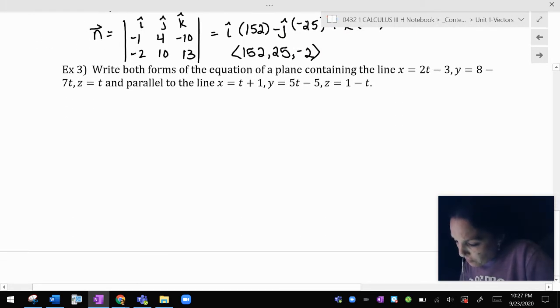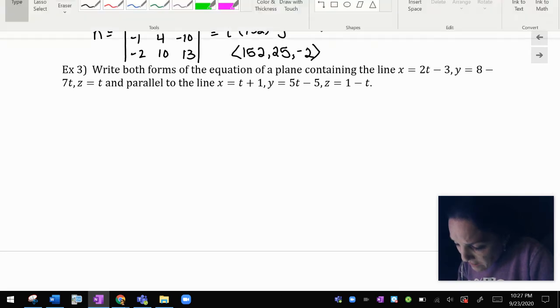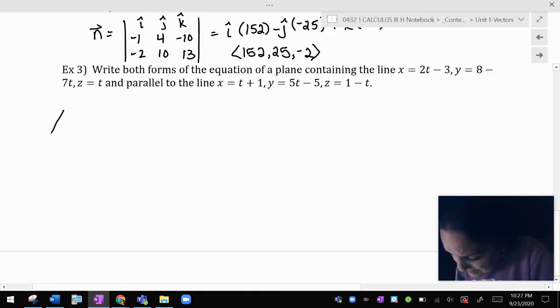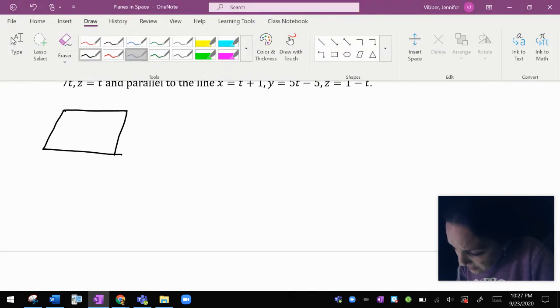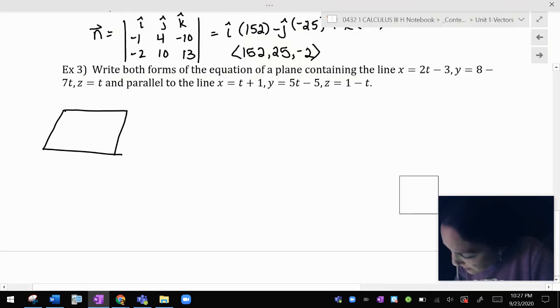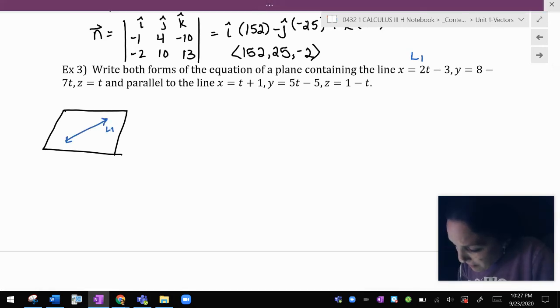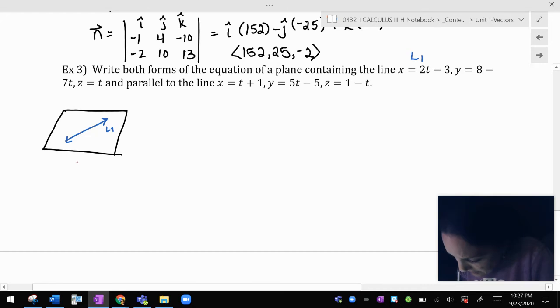Write both forms of the equation of a plane containing the line there and parallel to the other line. All right. So what that means is I want the equation of this plane. That plane contains, we'll call this line L1, and that's going to be this line. And I want my plane to be parallel to this other line that's like up here.